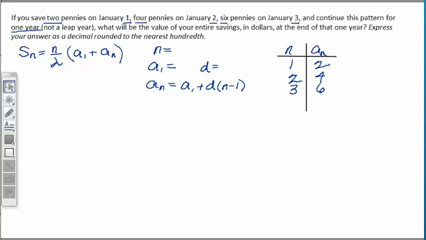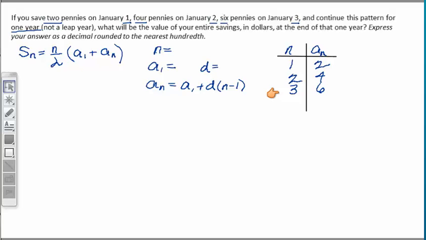If you look over here in my table, n is January 1st, January 2nd, January 3rd. So basically, it's the number of days. So this is the first day, the second day, the third day. Right on. That is the perfect answer, Chloe. That's what I'm looking for.